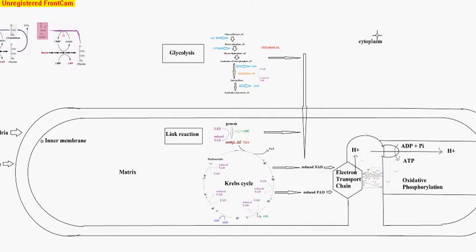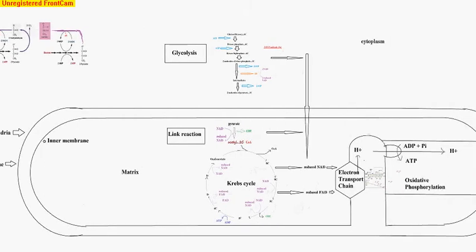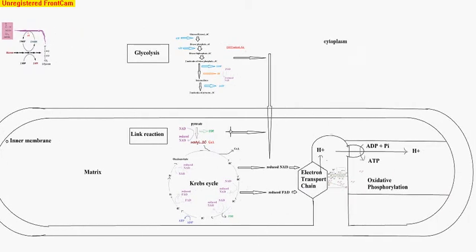Glycolysis takes place in the cytoplasm, as can be seen here, and then we have the Krebs cycle and link reaction in the matrix. Then in this region, the region between the membranes, which is the intermembranous area, we have the electron transport chain taking place. So in the membrane of the mitochondria, this is the mitochondria, we have the electron transport chain taking place.